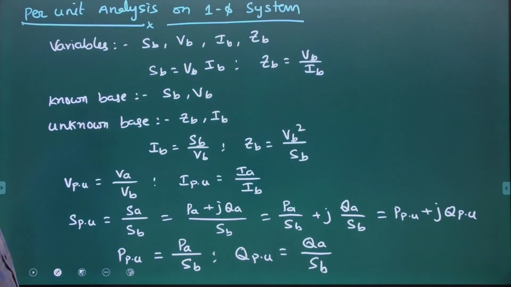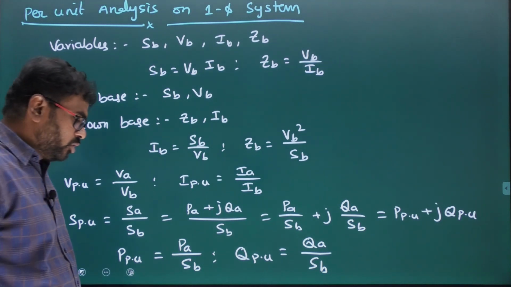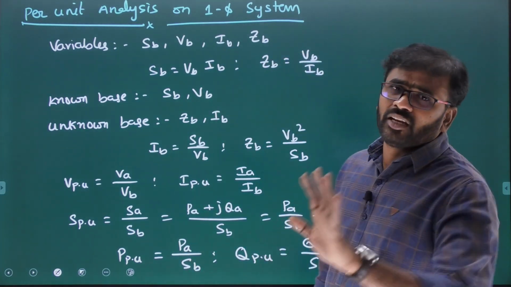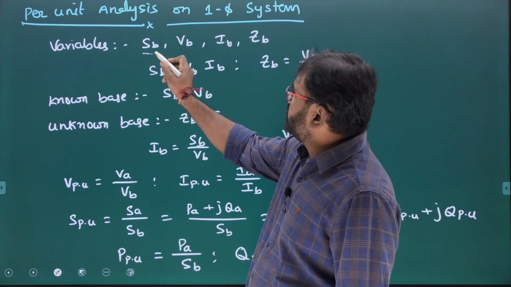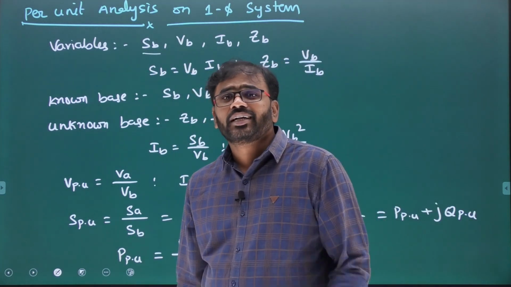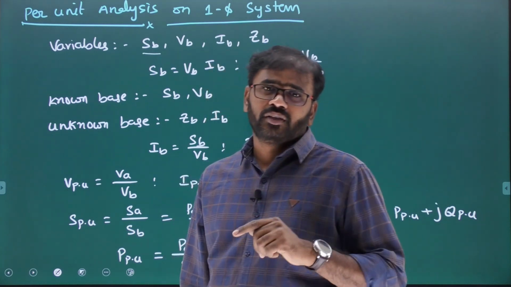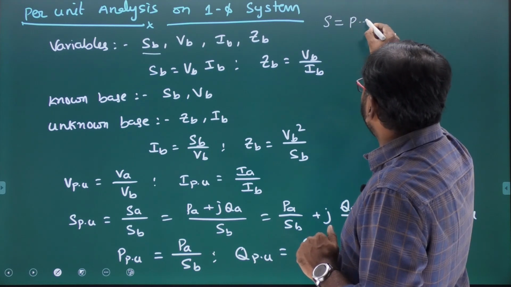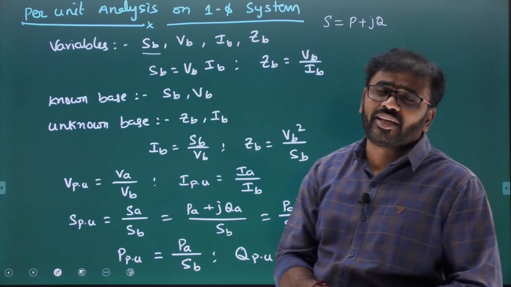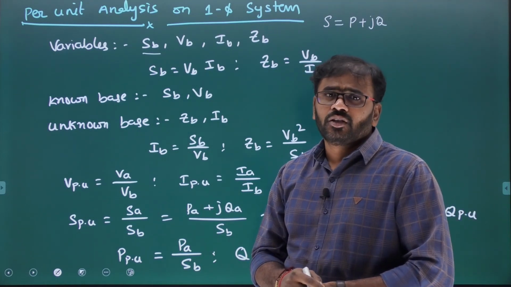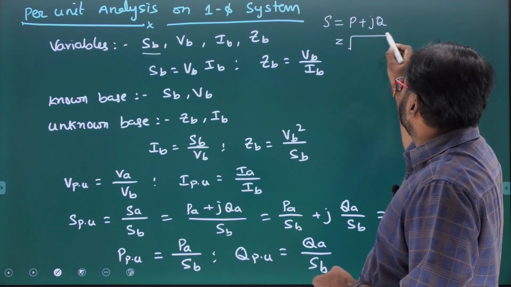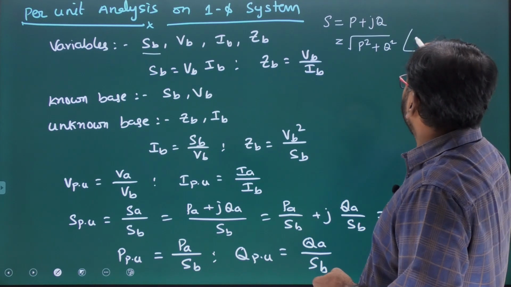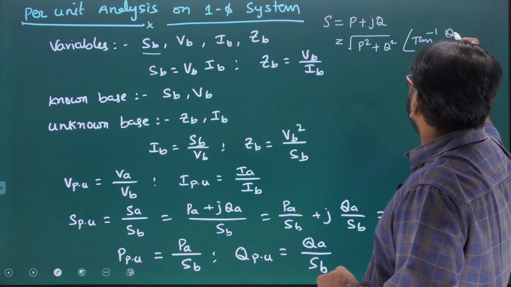Next, have a look. Per unit analysis on single phase system. Okay. So in single phase system, if you want to do the per unit analysis, the first important thing is, basically we have 4 variables. S base means, what is S base? Complex power base or apparent power base? See, complex power means generally, for example, complex power is S. We can write P plus jQ, which has a real part and imaginary part. So, which has a magnitude and phase angle. And phase angle is tan inverse Q by P.